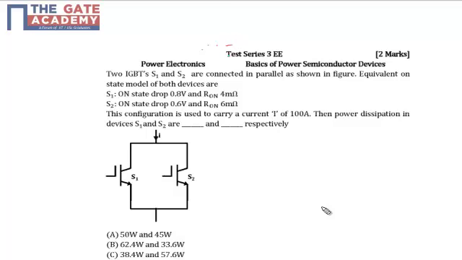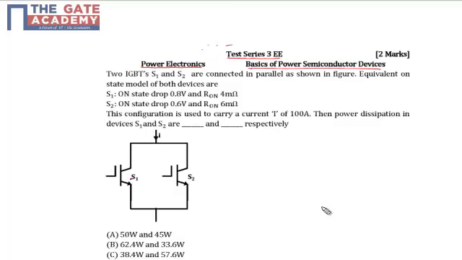Hello students, this question is taken from Test Series 3 EE, from the subject Power Electronics, from the topic Basics of Power Semiconductor Devices, and it is a 2 marks question. In the given question, two IGBTs S1 and S2 are connected in parallel as shown in the figure.